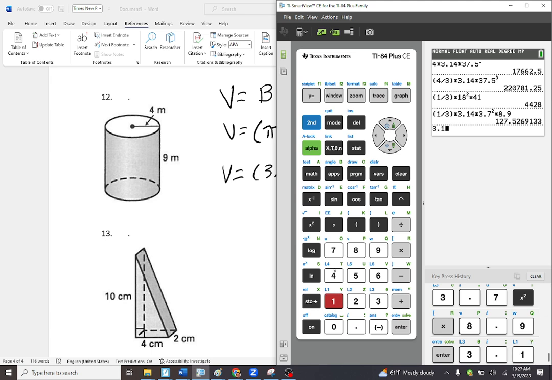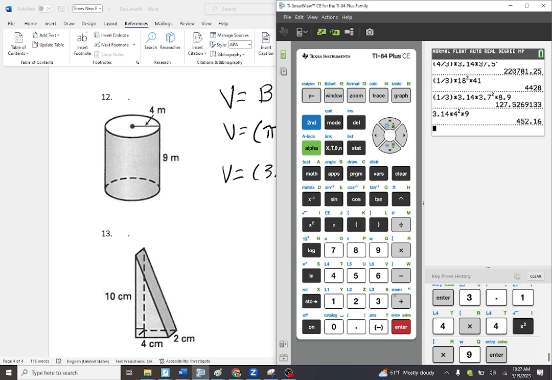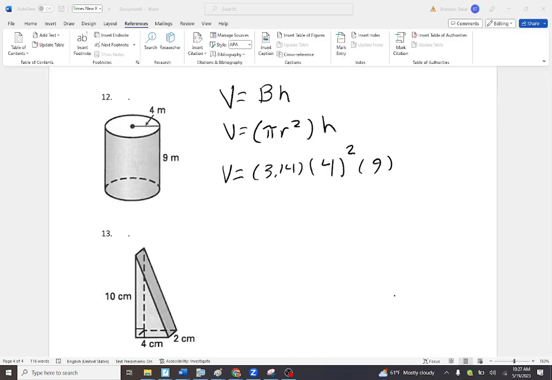So 3.14 times 4 squared times 9. It's 450. How many people are going to ask for the formulas? Yes, I'm giving you the formulas, okay? 452.2. It doesn't matter.